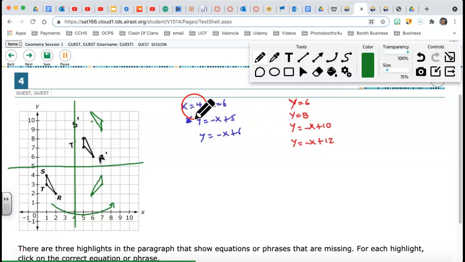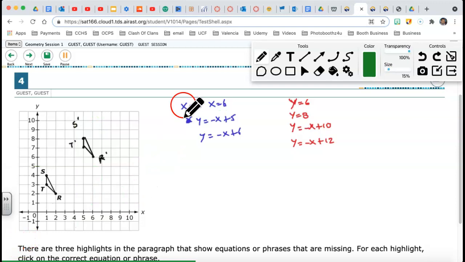So x equals 6, x equals 4, x equals 6, I cannot do this kind of reflection. It doesn't make sense whatsoever, because with my second reflection I'm not going to be able to get the same triangle. So it's going to be one of these 2. I need to look at those 2 reflections at the same time. So the first 2 answers don't work.